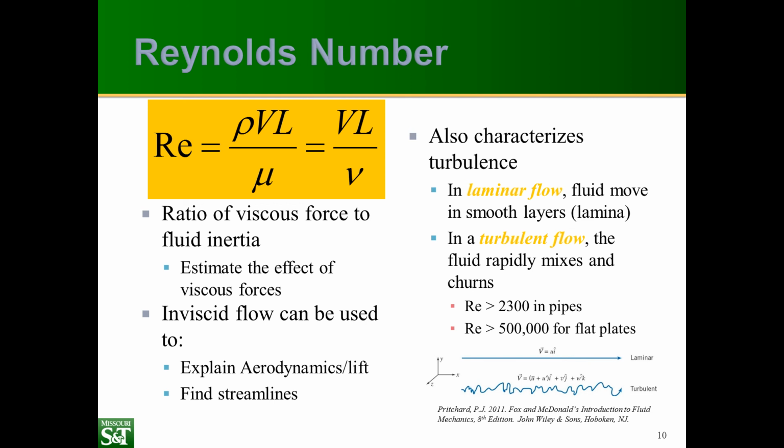In pipes, this transition occurs at a Reynolds number of about 2300. So below 2300, you have laminar flow. Above 2300, you actually have a transitional flow. And then for Reynolds numbers above 10,000 or so, you have fully turbulent behavior. If you have flat plates, the Reynolds number has to be larger than about 500,000 in order to have turbulent flow. So the limit depends on the geometry.